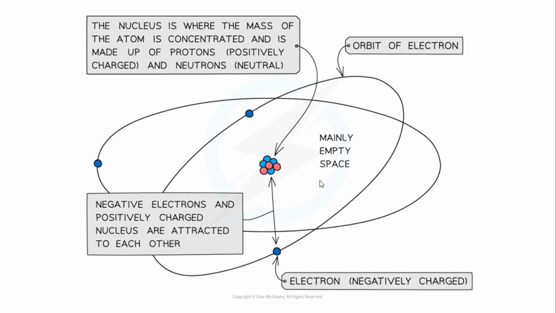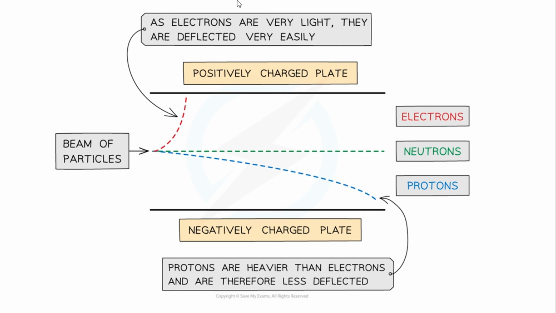Okay, now we're going to go over the behavior of subatomic particles in an electric field. Protons, neutrons, and electrons all behave differently when they move at the same velocity, that is the speed, in an electric field, like we can see right here. So let's say we have a beam of particles right here. These are the electrons, these are the neutrons, and these are the protons.